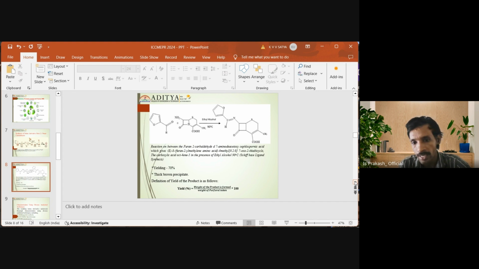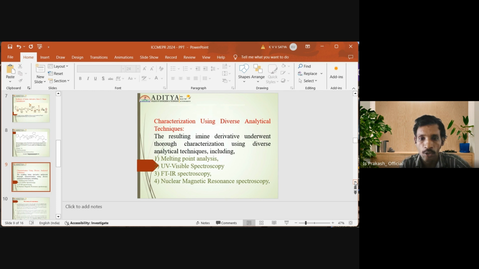Finally, the yield is calculated by the principle of percentage yield: the weight of the product formed divided by the weight of the sample, that is furfural, which we have taken, multiplied by 100. Finally, we get the percentage of the yield. After formation of the product, we are going to characterize it.